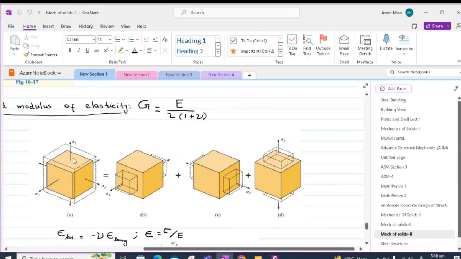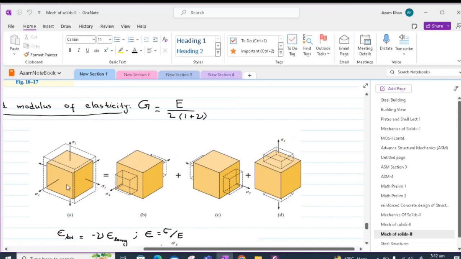If a material at a point is subjected to a state of triaxial stress, i.e., sigma x, sigma y, and sigma z, these stresses will produce associated normal strains, that is, epsilon x, epsilon y, and epsilon z. We know from our previous knowledge that the stresses can be related to strains by means of Hooke's law.